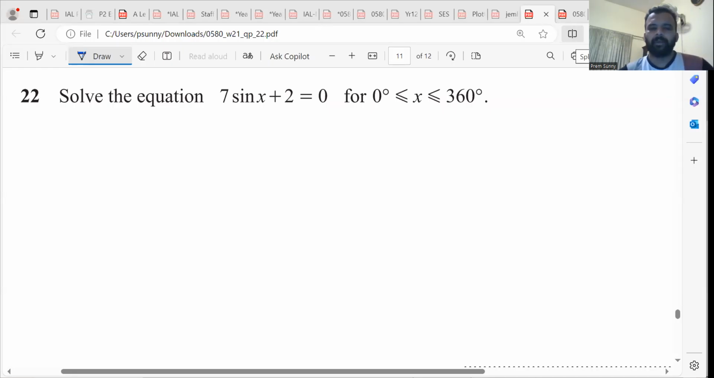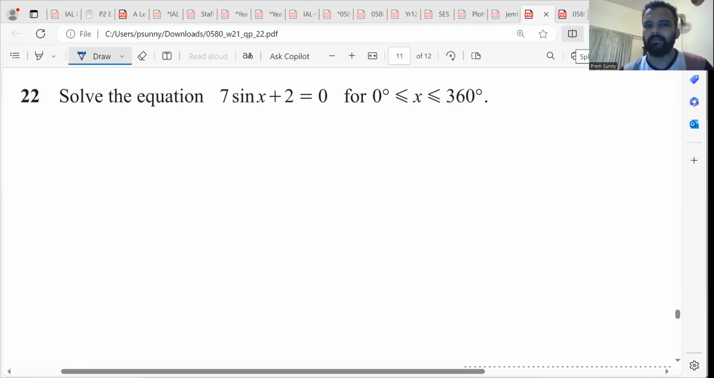Hi, welcome back. So this question is about the CAST diagram. Now, the CAST diagram is in trigonometry. Let's read the question. Solve the equation 7 sin x plus 2 is equal to 0 for the interval 0 degrees less than or equal to x less than or equal to 360. So here, for CAST diagram questions, the interval is very important. So here, the interval is between 0 and 360 degrees.